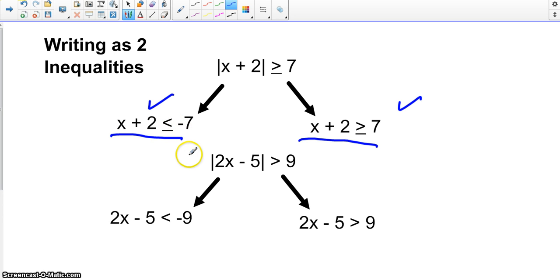So it's super important that you guys are able to do that. Notice, same thing with this one. Absolute value 2x minus 5 greater than 9. This one looks exactly the same without the bars. This one, I make the 9 a -9 and flip this guy around. Okay?